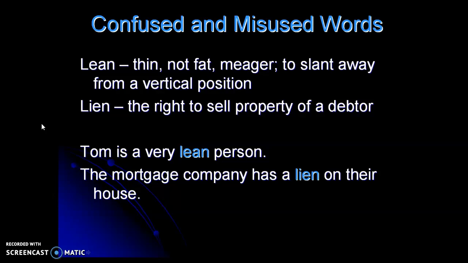Vocabulary. Confused and misused words. Lean, L-E-A-N, means thin, not fat, meager, or it could mean to slant in a vertical position. Lien, L-I-E-N, is the right to sell the property of a debtor. Tom is a very lean person. He's very thin. The mortgage company has a lien on their house. They have the right to sell it.